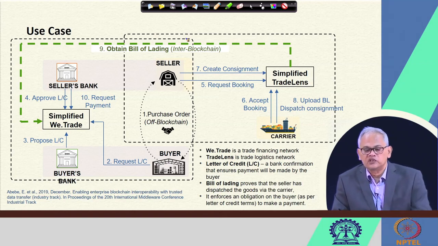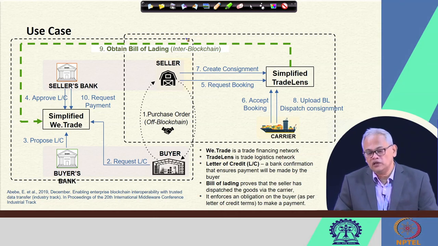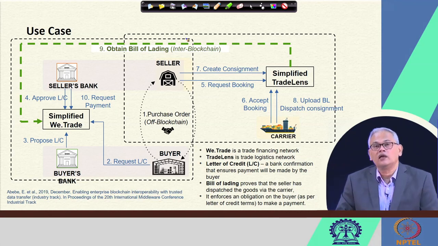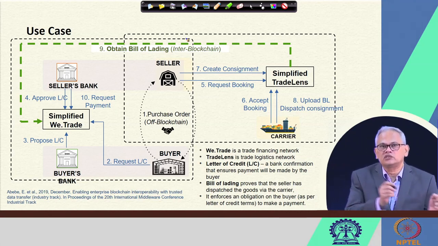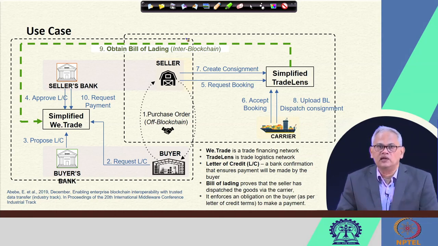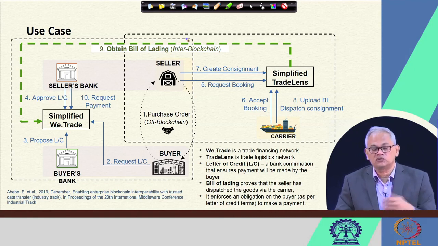For that, the seller will request a booking, the carrier will accept the booking, and then the seller will create the consignment, that is all the raw wool will be put in containers and loaded on the carrier. And now there must be some way for this first blockchain to know that the goods have been loaded and the ship is ready to sail, or that it has already sailed. And once it sails, then maybe a part of the payment can be made to the seller and so on.